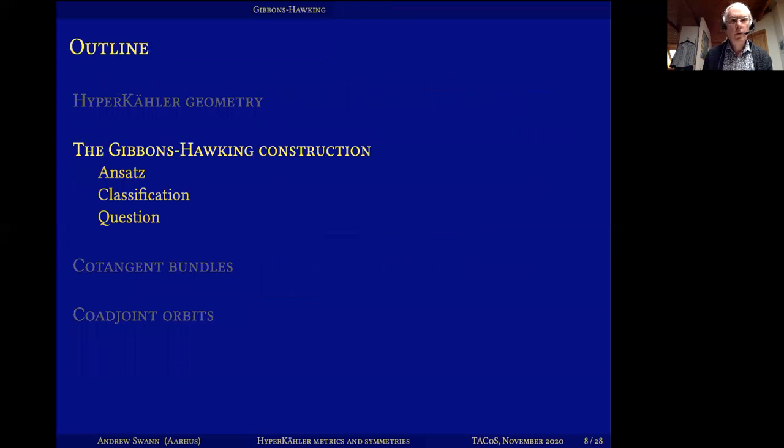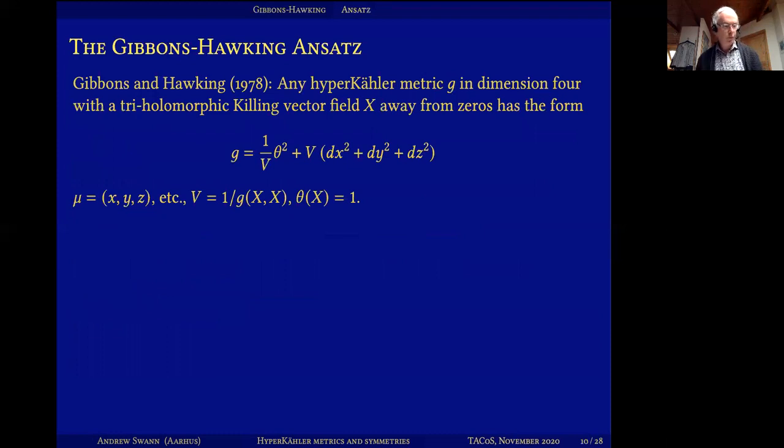Okay, so let's talk about this concretely in dimension 4. A very old example of hyperkähler metrics comes from Gibbons and Hawking's work on gravitational instantons. Gravitational instantons are Ricci flat and self-dual in dimension 4, and that automatically implies hyperkähler.